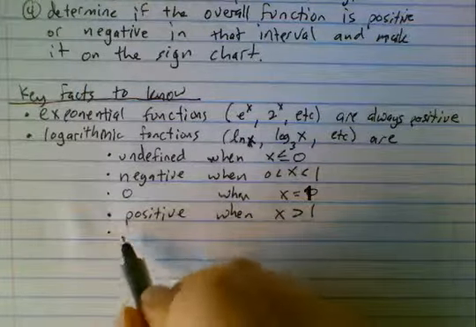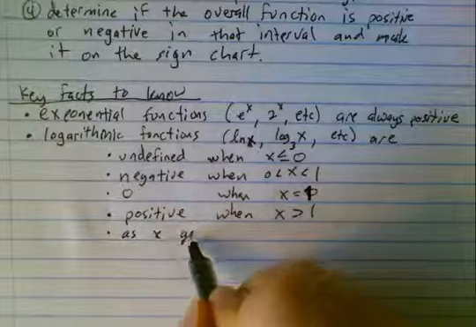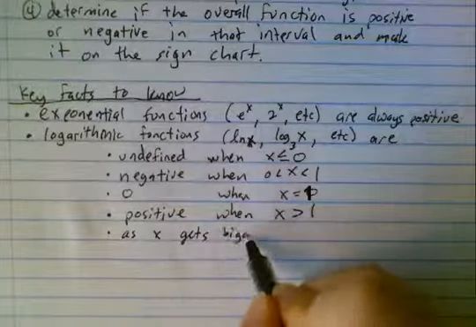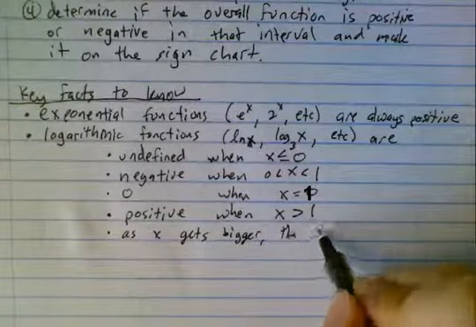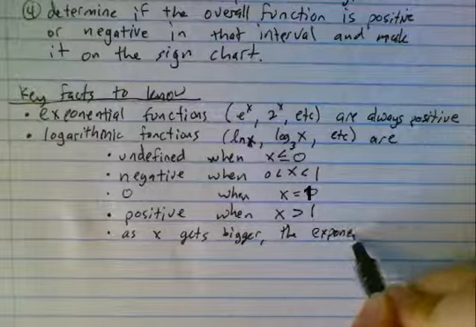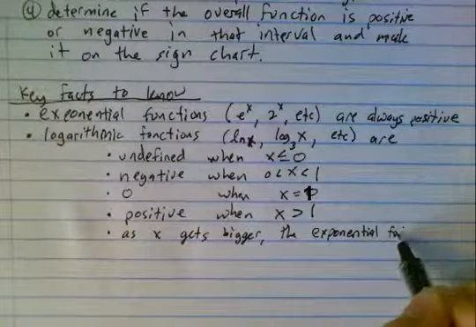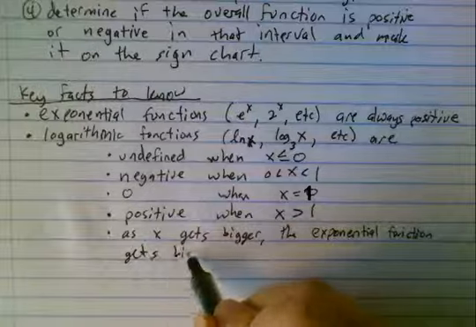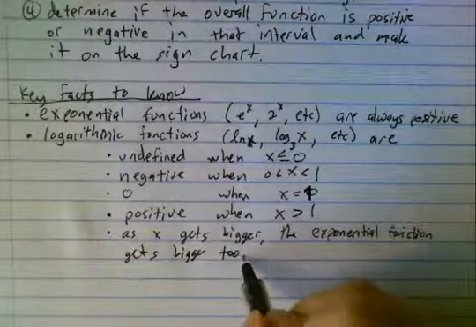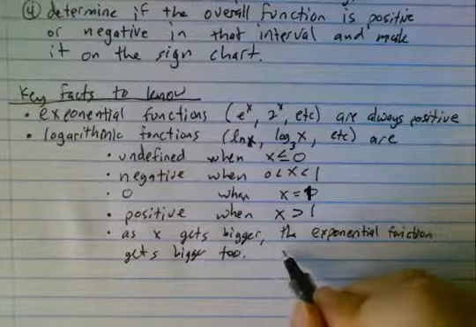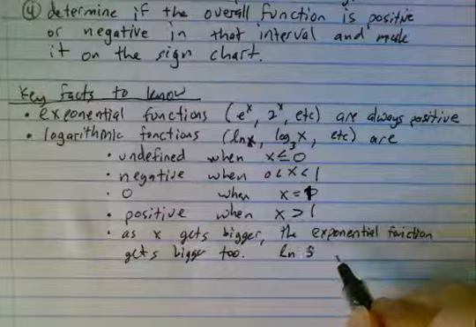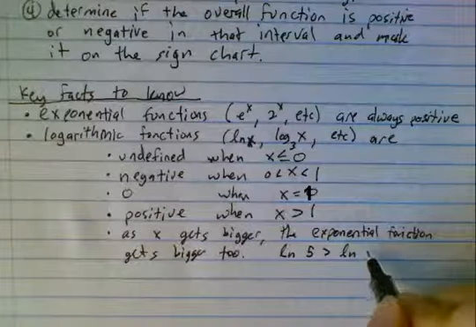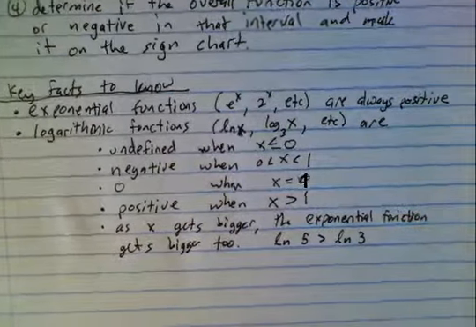Also, just be aware, as x gets bigger, the logarithmic function gets bigger too. So, for example, the natural log of 5 is going to be bigger than the natural log of 3.